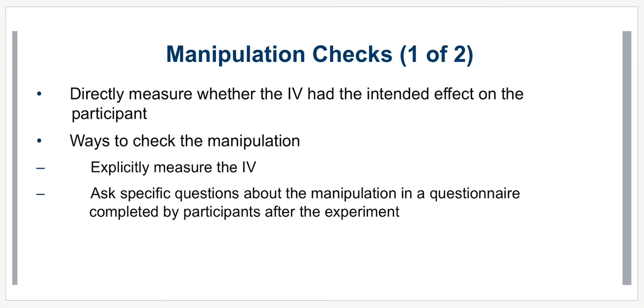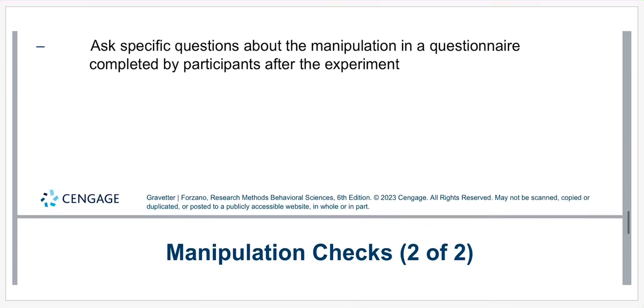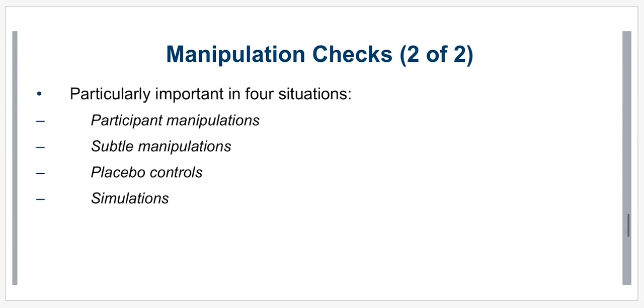Or you can specifically ask them about the elements of the manipulation from the study. You can say, did you notice that we dimmed the lights 15 minutes in? Or did you notice that the researchers' responses were harsh or critical or encouraging, or whatever your manipulation was? You can just directly ask them, and that's another way to check the manipulation.